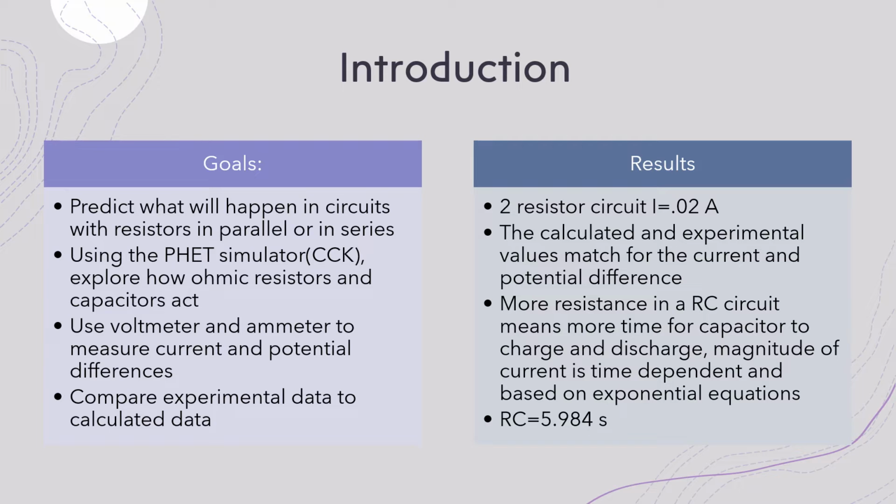So the goals of this lab report are to predict what will happen in circuits with resistors in parallel or in series, and we wanted to use the simulator to explore how ohmic resistors and capacitors act, and we use voltmeters and ammeters to measure current and potential differences, as well as comparing experimental to calculated data.